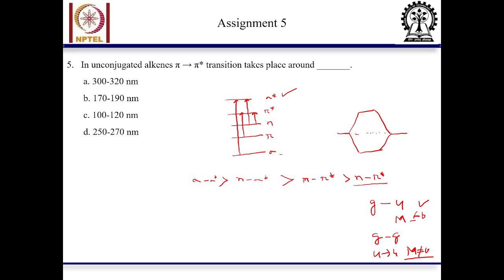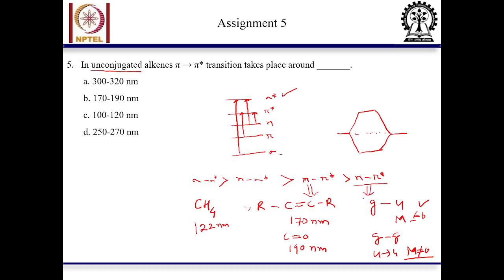Suppose I take the example of sigma to sigma star, which is CH4. It has absorption close to 122 nanometer, because the energy gap is very high. Then for n to sigma star, they will go a little bit more. Then there is a term called unconjugated alkene. Unconjugated alkene means it has only one C=C bond like this. These have absorption close to 170 nanometer. If you have carbonyl, it will be 190 nanometer.